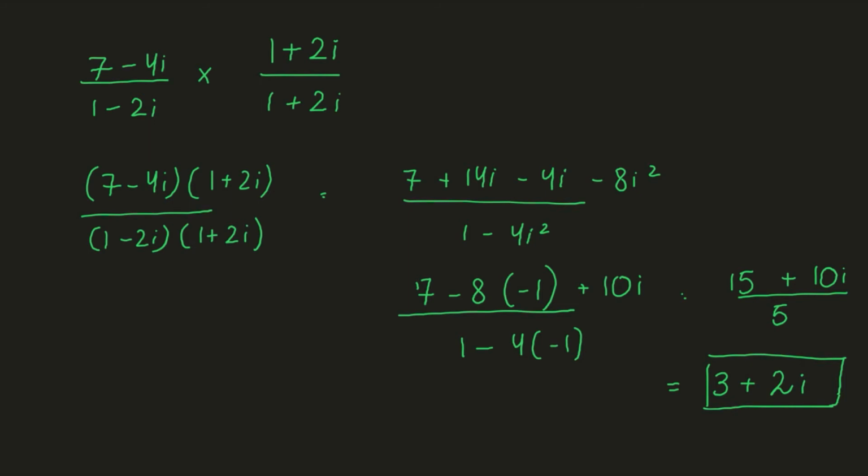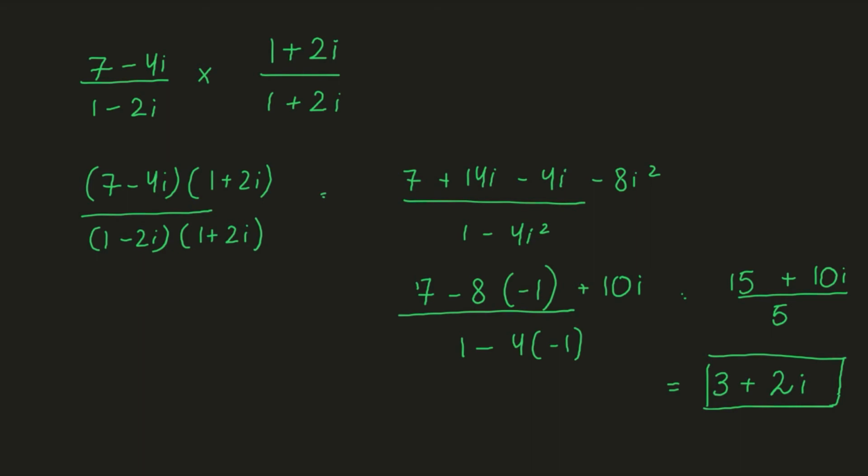We will do more examples of this in our practice questions video. So let's go at it from the start again: 7 minus 4i over 1 minus 2i. To remove 1 minus 2i, we will take the conjugate. The conjugate of 1 minus 2i is 1 plus 2i, because we're changing the sign in the middle. And you will multiply this with 1 plus 2i over 1 plus 2i.